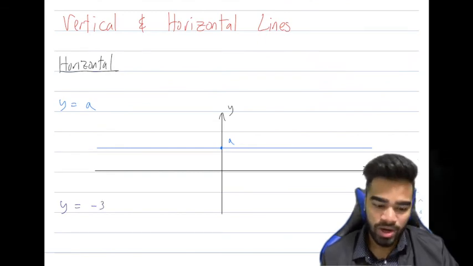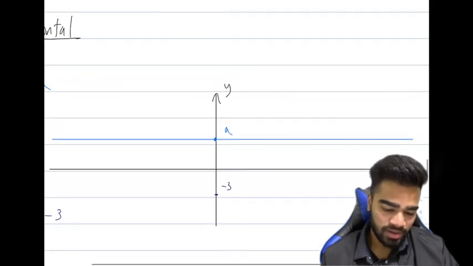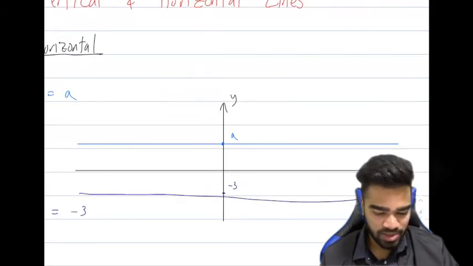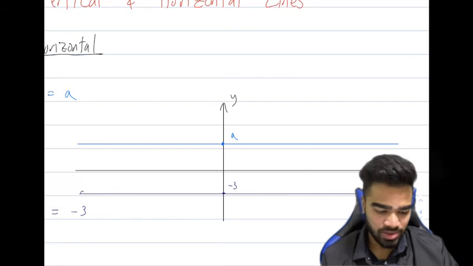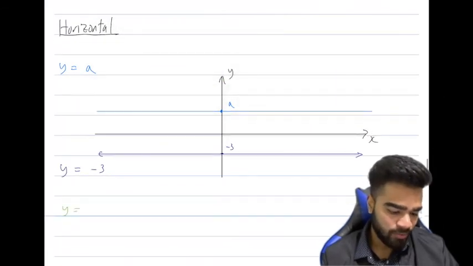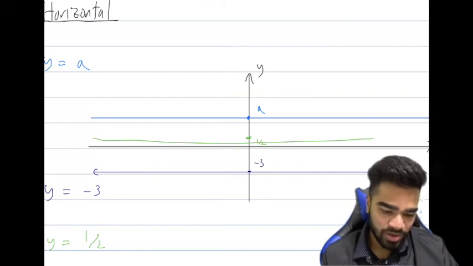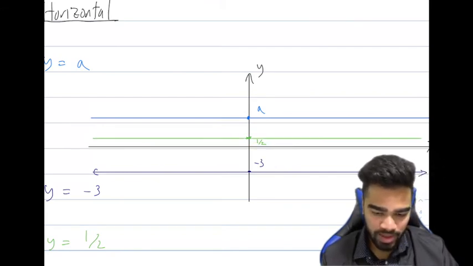So you look at the y value. Where's -3? Well, -3 would be over here at the bottom, and then once you have -3, it's just a horizontal line there, like so. I'll give you one more example just to clarify this. If y is equal to, let's say, a half, where's the y value half? Well, it's going to be there, and then it's just a horizontal line there, like so.